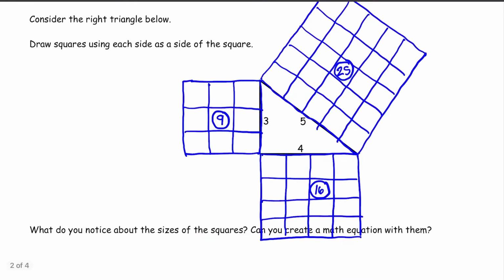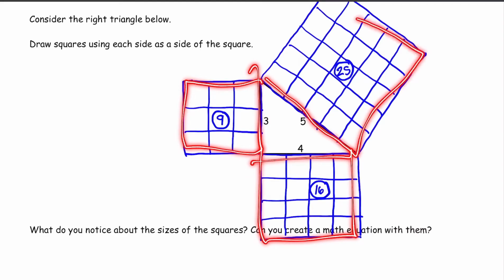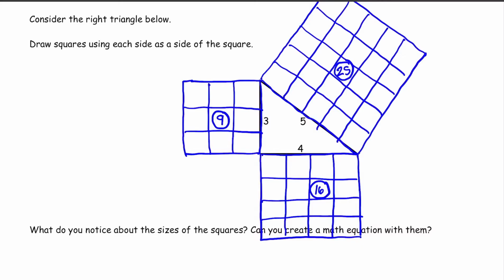So now what I want you to do is notice these squares here. That's 9, that's 16, and that's 25. And I want to see if you can create a math equation with them. Well, if you focus on the numbers, we've got 9, 16, and 25. Those are numbers we call perfect squares because 3 squared equals 9, 4 squared equals 16, and 5 squared equals 25.